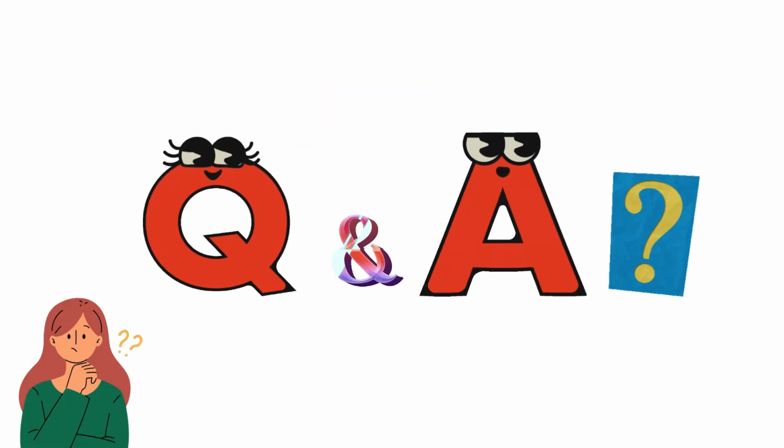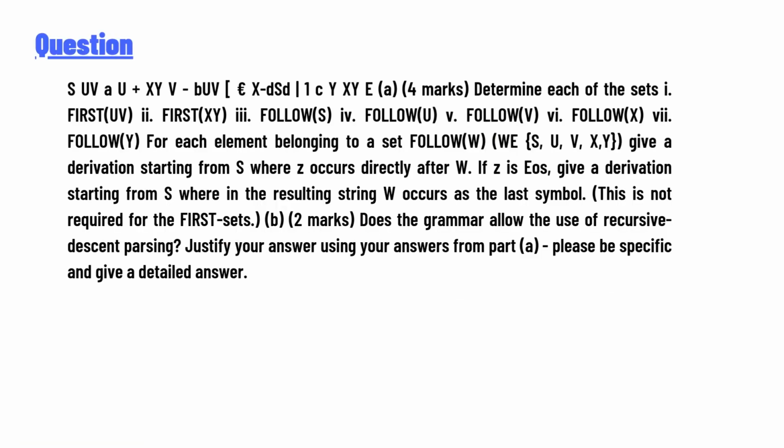So our today's question is: S → U V, U → X, V → Y X, X → a | b U V, Y → c | d S c. Part A, 4 marks. Determine each of the sets: first(U), first(X), first(Y), follow(S), follow(U), follow(V), follow(X), follow(Y). For each element belonging to the set follow(W), e is U V X Y.